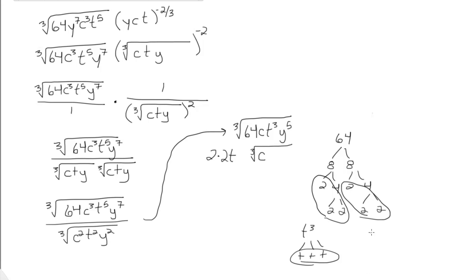And then I have y to the 5th. So if I have y to the 5th, I have 5. So I have 1 set of 3 goes to the outside. 2 of them stay on the inside. So I have y to the first, because the cube root of y cubed is y, and then I have a y squared that remains. So if I clean this up, I'm left with 4t y times the cube root of cy squared.